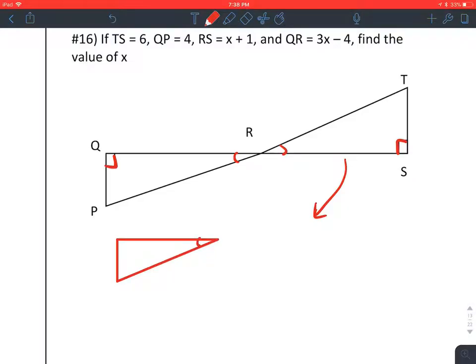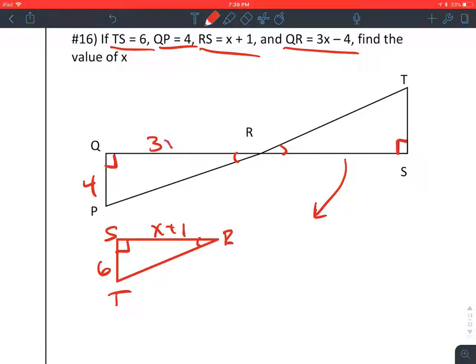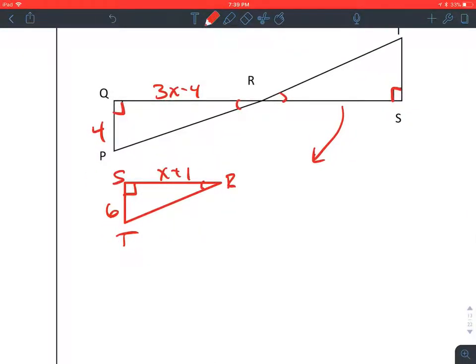Be real careful when you do this. Angle that's 90 is S. Angle that has one arc is R. And the other angle that is not marked is T. Now taking from the directions, TS is 6. QP is 4. RS is x plus 1. QR is 3x minus 4. We're supposed to find the value of x.